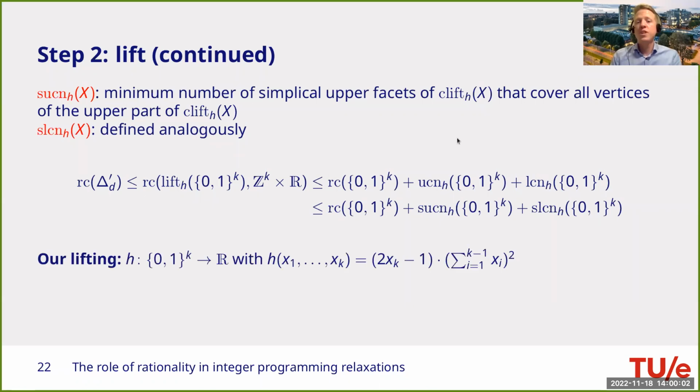Then, of course, we need to select a suitable height function. The height function that we select is this one. If you're a little bit familiar with triangulations, this height function here might ring a bell. It's the height function corresponding to the staircase triangulation, and we modified it in the last coordinate by assigning it a positive or negative sign depending on the value of the last coordinate.